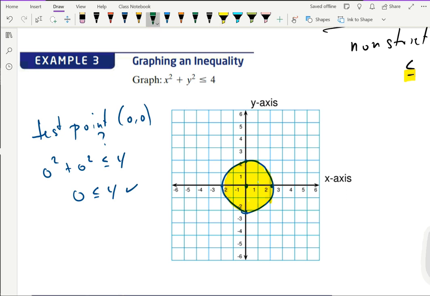Now, just to double check outside the graph here, let's choose maybe 5, 0 as a test point. If I choose 5, 0, that'd be 5 squared plus 0 squared. Is that less than or equal to 4? Well, 5 squared is 25, 0 squared is 0. So that's just 25 is less than or equal to 4. That's not true, so I don't want to shade that piece. That is the overall concept of what we're taking a look at here in this last section.